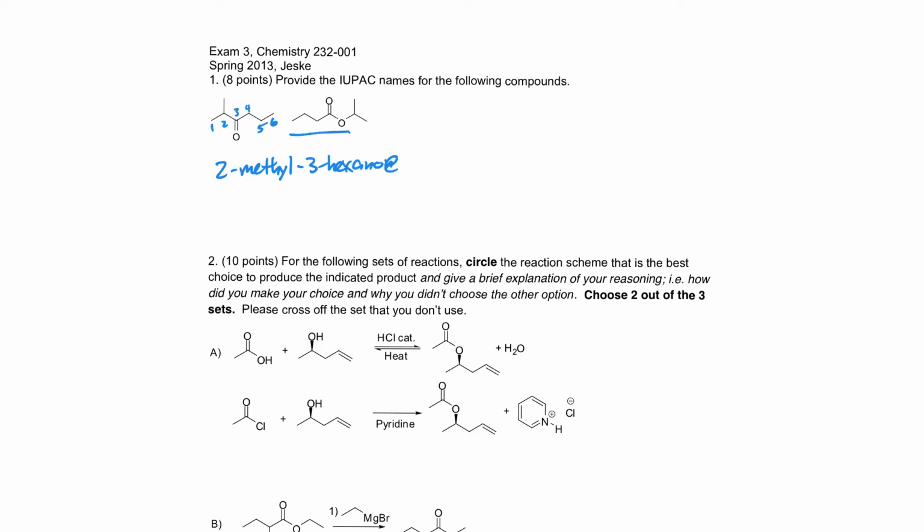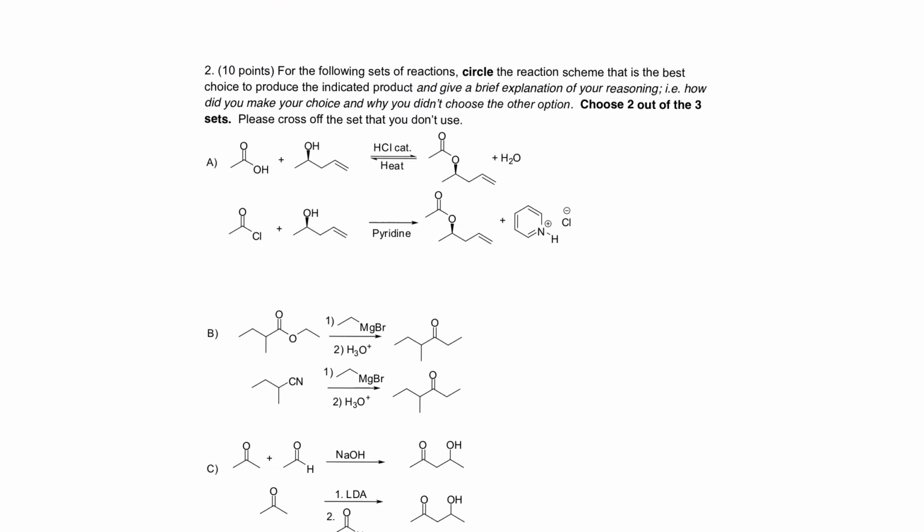This is an ester with an R group right here. The isopropyl is the R group. So we would write the R group first. And then we'd put a space, and we'd name the carboxylic acid portion as a carboxylate. So we have 1, 2, 3, 4 carbons. That's butanoate, isopropyl butanoate. So butanoic acid is the 4-carbon carboxylic acid. It becomes butanoate when it's in the ester form.